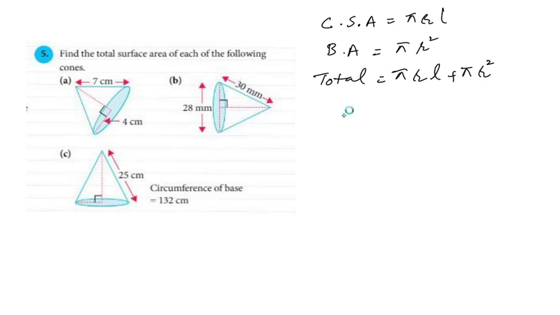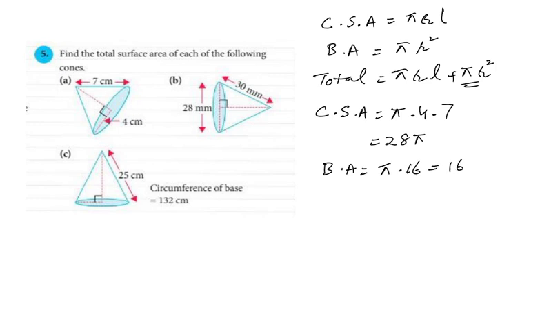So finding the curved surface area first, we need pi r L. So pi's value I will be using from the calculator, and pi multiplied by r is 4 and L is 7. Using these values in calculators, we get 28 pi, and we have to add the pi r square formula. R is equal to 4, so base area is equal to pi as it is, and 4 square is 16, so this is equal to 16 pi.